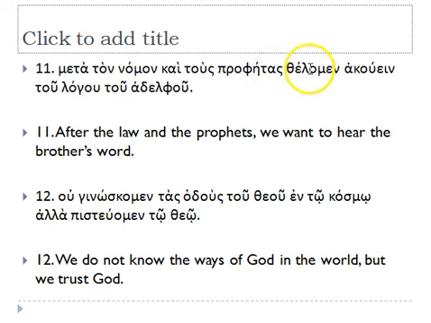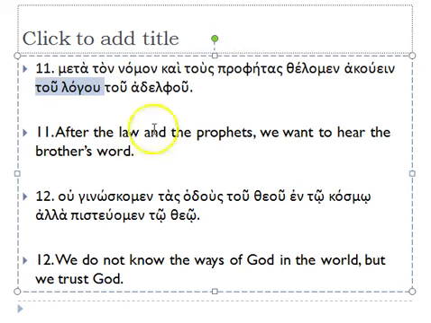Thelomen akuein, thelo, I wish, thelomen, we wish, or we want. Akuein, an infinitive, we want to hear. Tu lagu tu adelphu, a noun in the genitive here, tu lagu, as object of the verb akuo, which can take its direct object in either the accusative or the genitive case. It's a little bit weird that way. And then a second noun in the genitive, telling us about the word. Whose word? The word of the brother. So, after the law and the prophets, we want to hear the brother's word, the word of the brother.